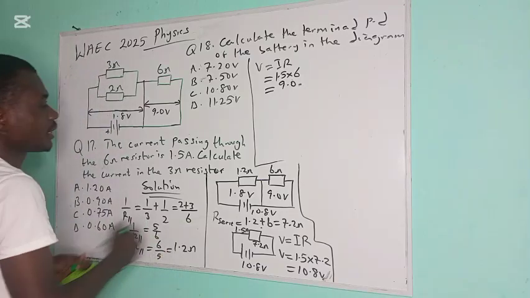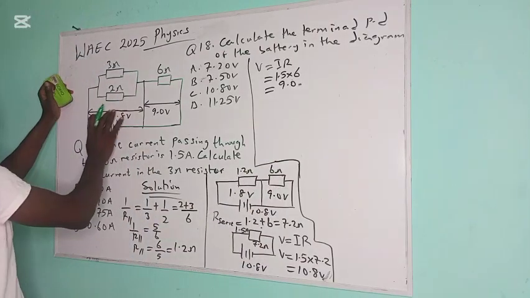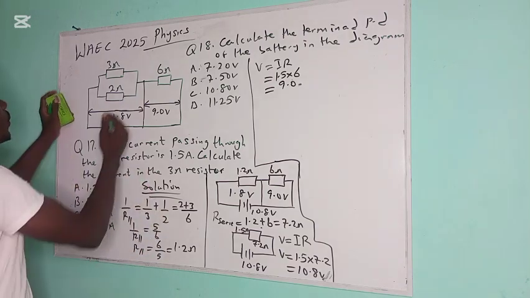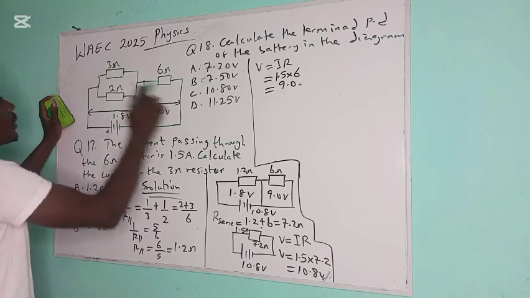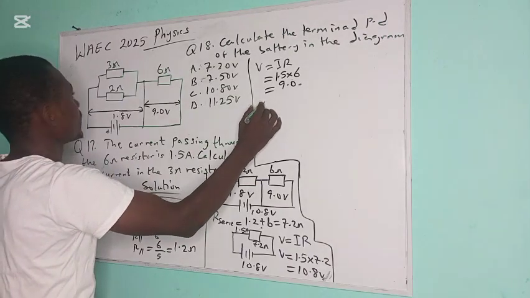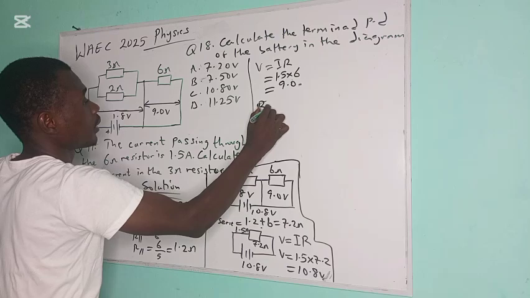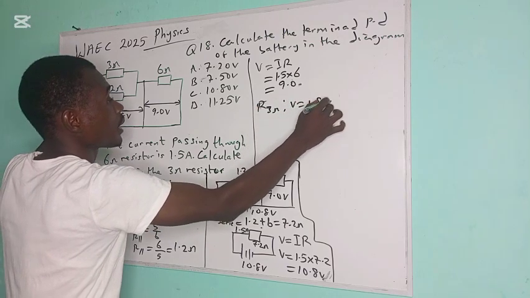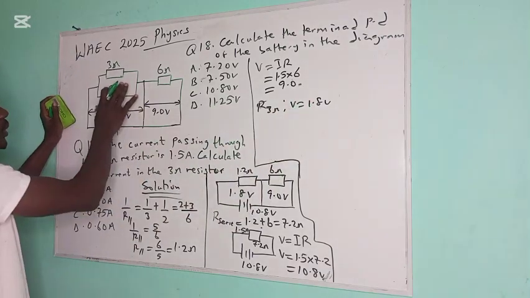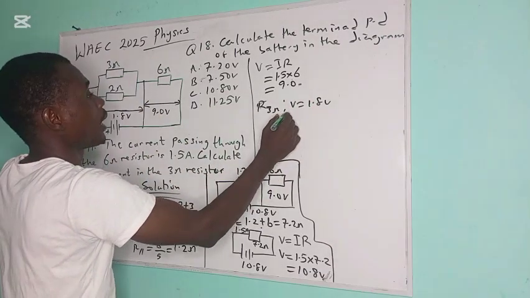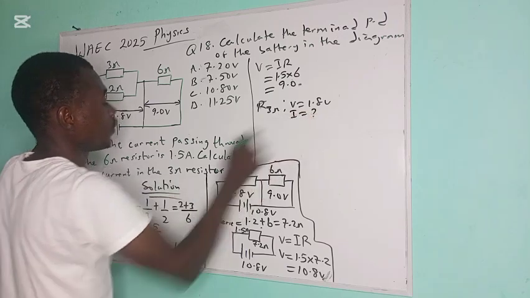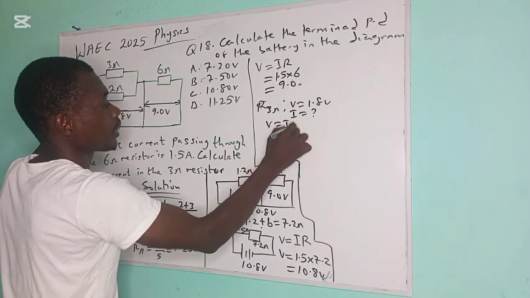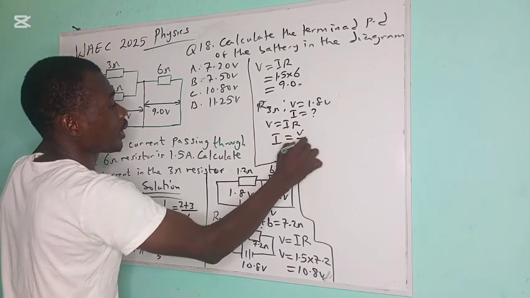So in that case, our problem is already solved. R3 is taking a potential difference of 1.8 volts. So what will be the current, which is what we are looking for here? From Ohm's law, V is equal to IR, so I is equal to V over R.